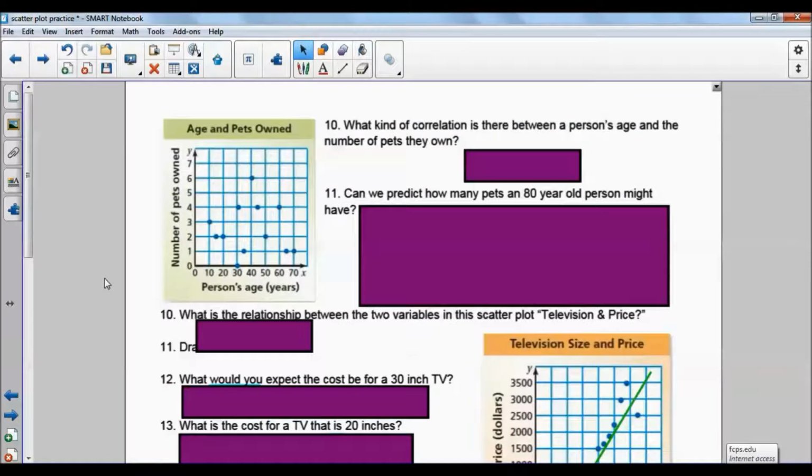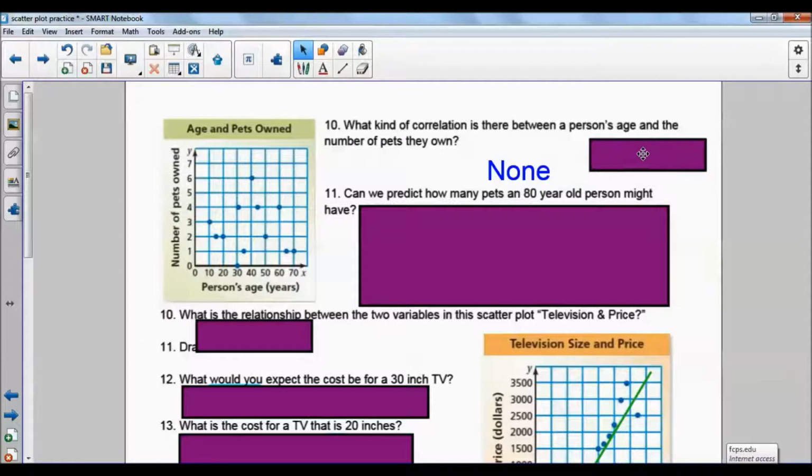Okay, the backside. Here we have a scatter plot that shows age and pets owned. So what kind of correlation is there? Well, again, this one, there's no positive or negative. It's just kind of all over the place. There's no correlation.